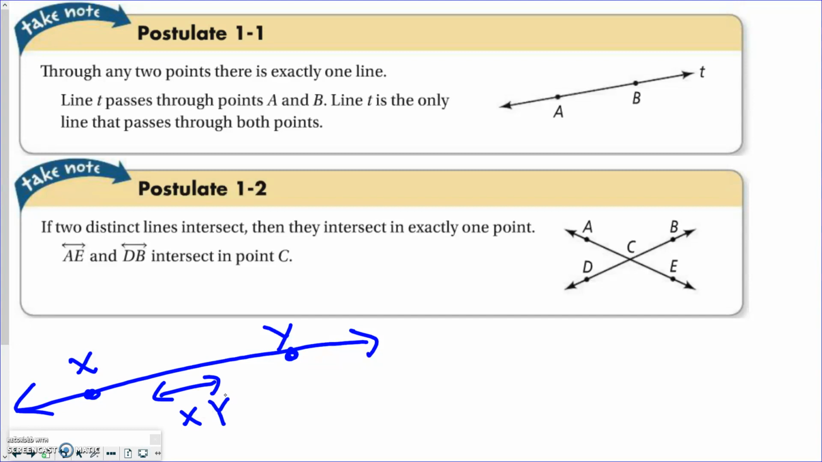Another postulate is that if two distinct lines intersect, there can only be but one intersection point. Okay, so there are two lines that intersect with one another, and there can only be one point that touches both of those lines, and that point would be point C.